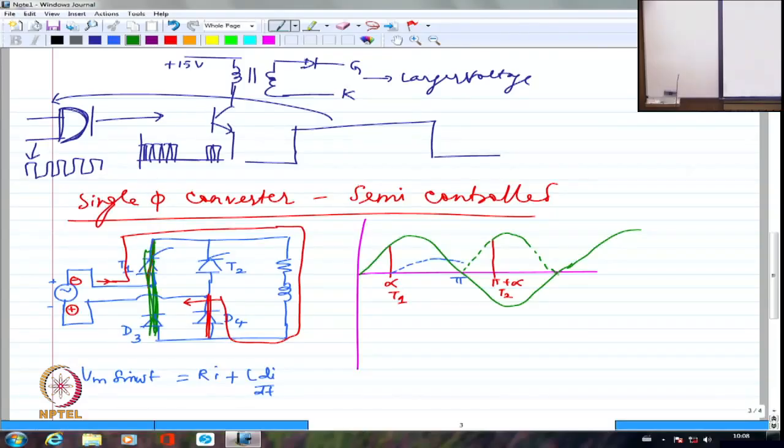D3 has gotten into conduction. T1 is also conducting. So this entire leg is conducting, happily circulating a current only through the load and the two short-circuited devices. As simple as that. So the source is completely eliminated. The source is out of circulation. It is not there in the picture at all. So if I look at it from here to here, it is going to be T1 D4.